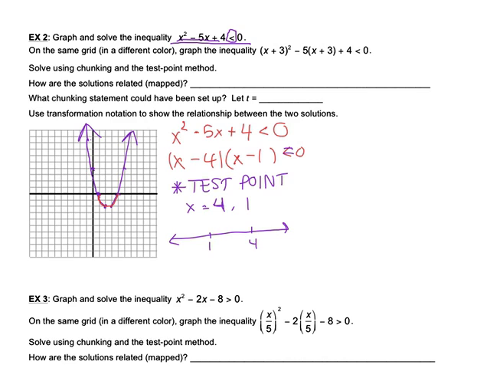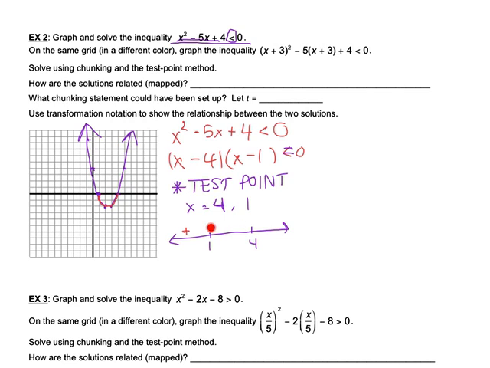So you pick a value less than 1. In this case, I would choose 0 because 0 is easy to work with. Plug it in here. When you plug 0 in, you get negative 4 times negative 1. The product of that would be a positive value. That's all we care about. Will the product be positive or negative on that interval? And it would be positive.